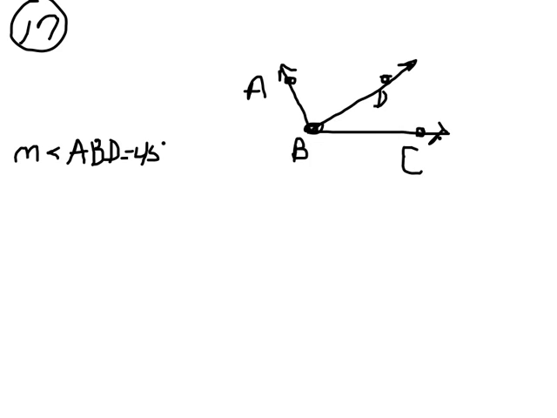So let me outline that angle. I'm going to outline it just so we can see it a little easier. It's this green angle here that I'm drawing. Okay, that's ABD. That's 45 degrees. And then it tells us the measure of angle ABC is 120.